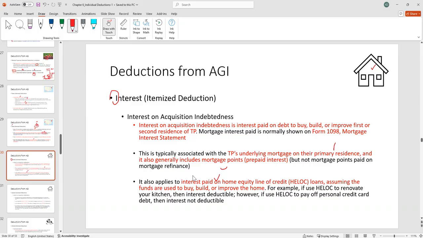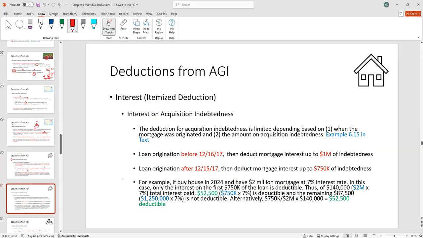Depending on how I use those proceeds, if it's to basically improve the home, then the interest on that loan is deductible. But if I just use it for personal fun reasons, like, hey, I'm going to borrow against my house and go on a vacation, that's not deductible. So it comes down to the use of those HELOC proceeds.